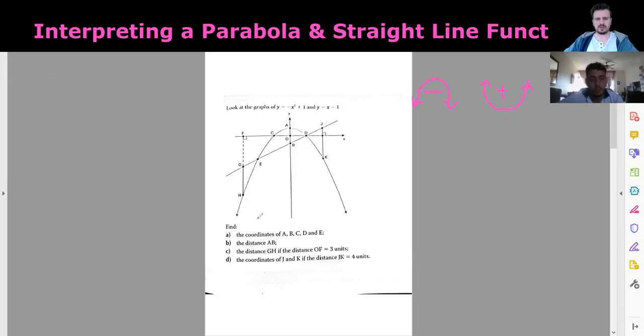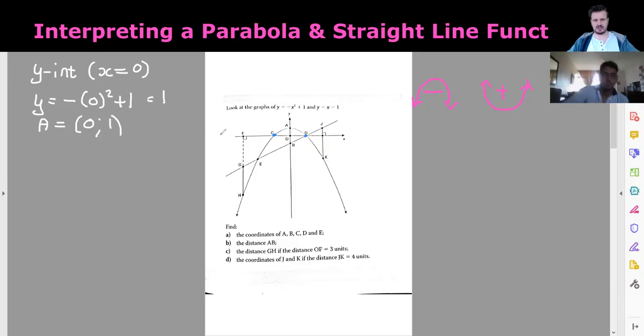We're asked to find the coordinates of A, B, C, and D. At the moment, let's just focus on the parabola. We see C and D are our x-intercepts, and A is our y-intercept. A is the easiest one because we know our y-intercept is when x equals 0, right? Y equals negative 0 squared plus 1, which is just 1. So A is 0 as the x value and 1 as the y-intercept.